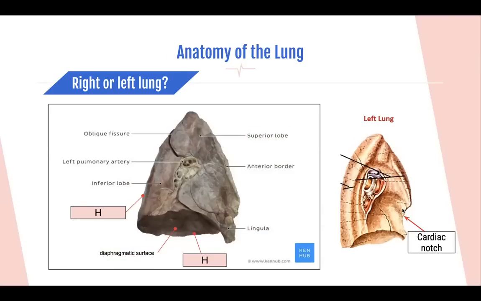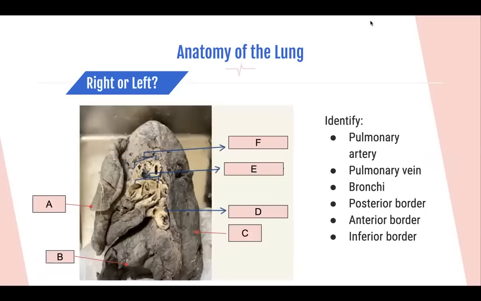And the cardiac notch. This is important to remember. The cardiac notch is in the left lung, and it's there to accommodate the heart. Okay, now this one, is it right or left?